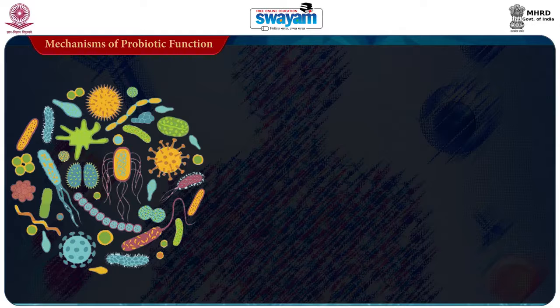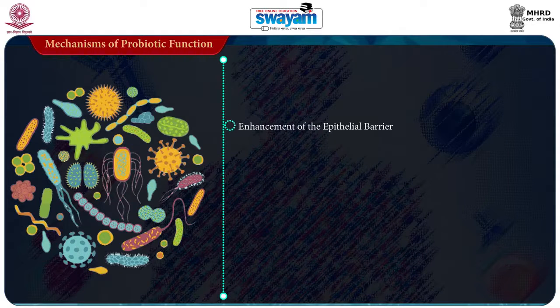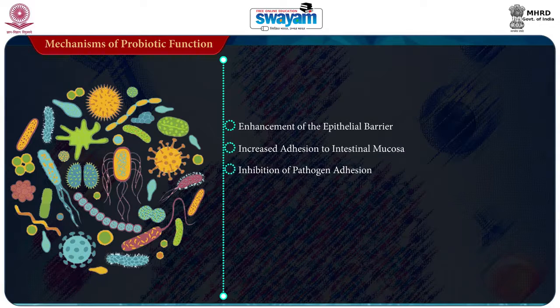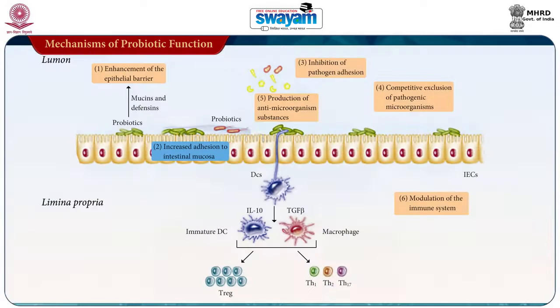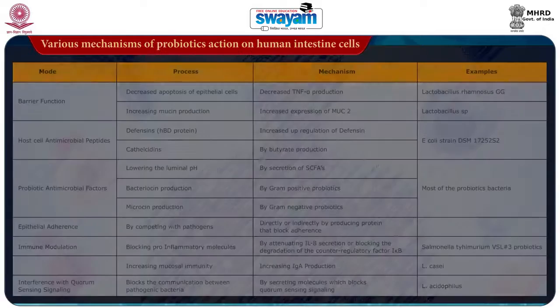The mechanisms of probiotic function include enhancement of epithelial barrier, increased adhesion to intestinal mucosa, inhibition of pathogen adhesion, competitive exclusion of pathogenic microorganisms, production of antimicrobial substances, and last one is modulation of immune system. All the above mechanisms are depicted in the following figure as well as table.